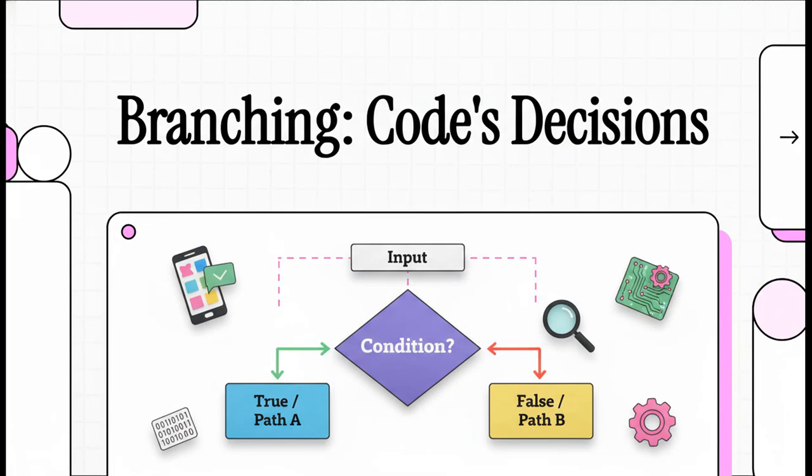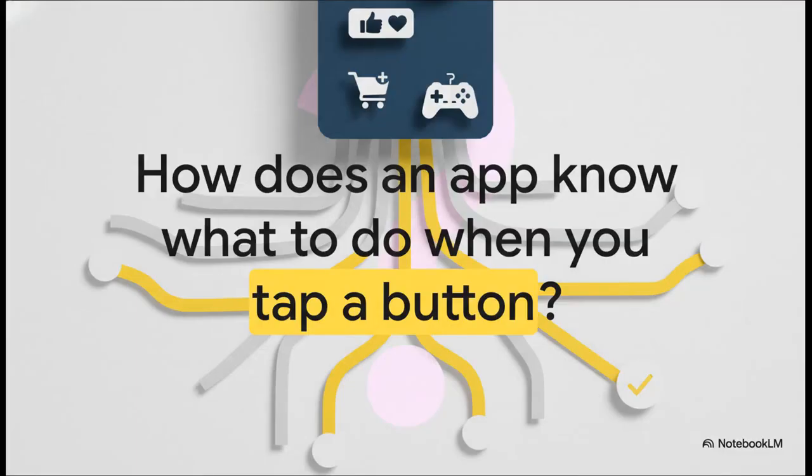Have you ever stopped to think about how the apps on your phone just seem to, well, know what to do? You tap a button and it just works. Today, we're going to pull back the curtain on one of the most powerful ideas in all of programming, how we teach a computer to make a choice. Let's dive in.